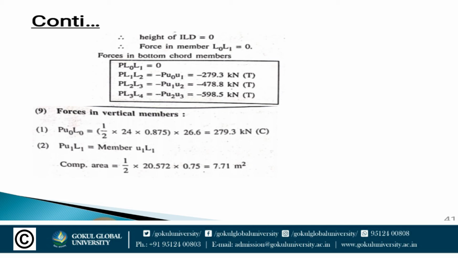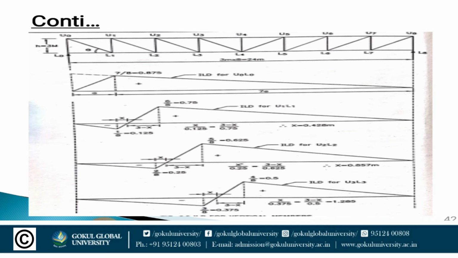After PU1 L1 is equal to member U1 L1. So there are two types of forces acting, compressive and tensile, because the vertical member is connected with the bottom and top chord members. So first we identify the compressive area. We can see in the figure it is our compressive area, and below the axis it is our tensile area. So by combining that we can identify the total area and then the total force.